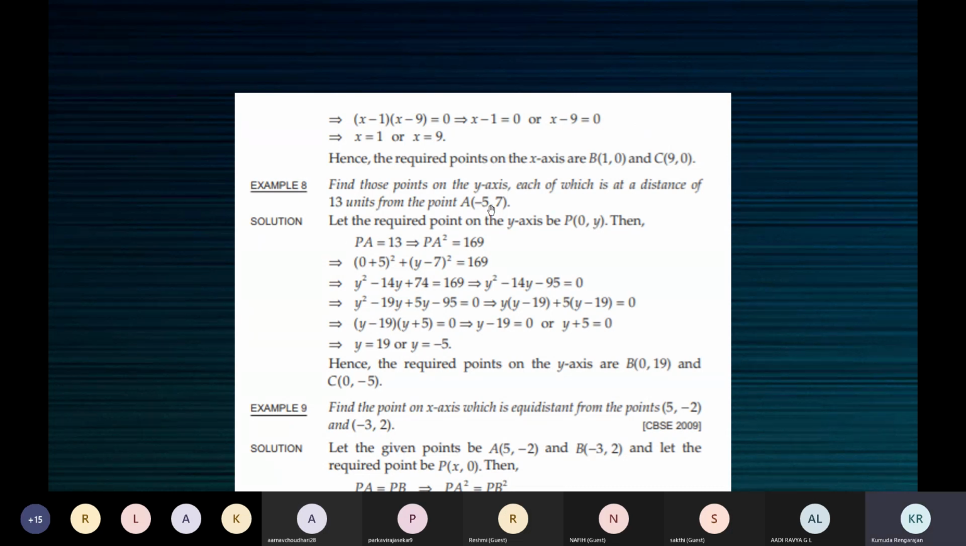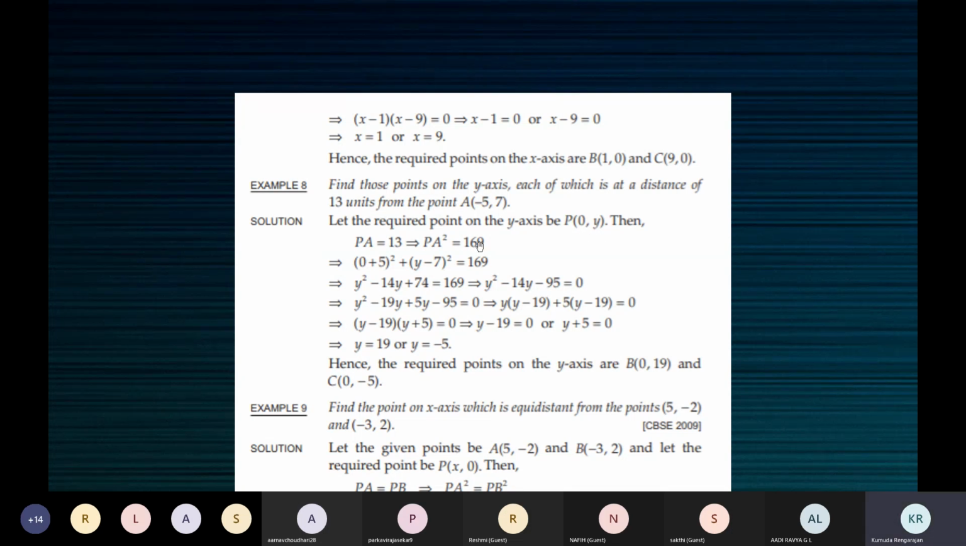So one point is given, (-5, 7). Let the other point be P. Why did we take (0, y)? Because it's given, find those points on the y-axis. If the points lie on the y-axis, it will be of the form (0, y). The other point is P (0, y) because it lies on the y-axis. Now the distance between these two is 13. AP is equal to 13 or PA is equal to 13.